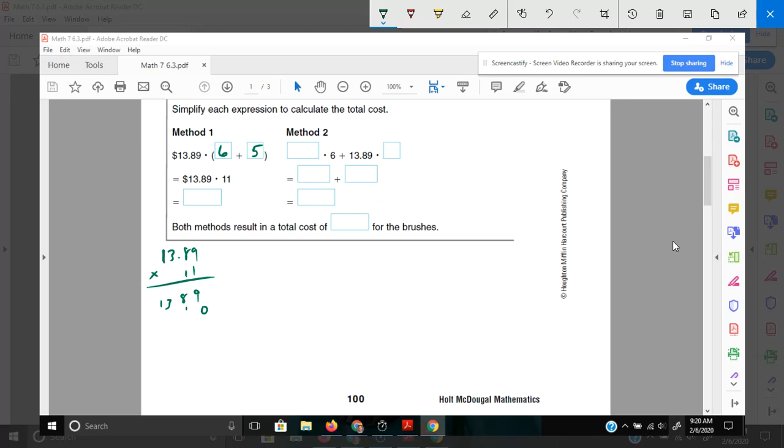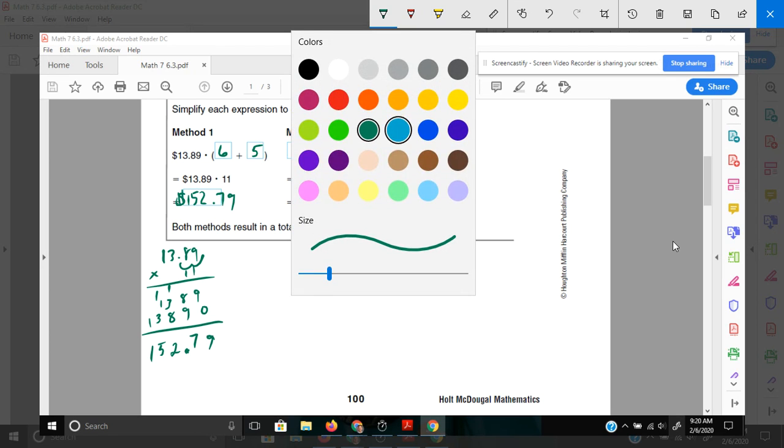9831, placeholder, 9831. Add them together. 9, 17, carry my 1. 12, carry my 1. 5 and 1. And then I need to bring my decimal 2 spots over in the end. 1, 2. For a total of $152.79. Let's see if we get the same answer using the other method that we had tried.